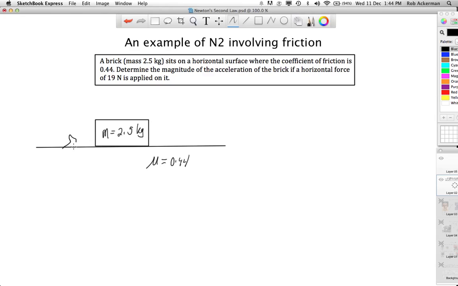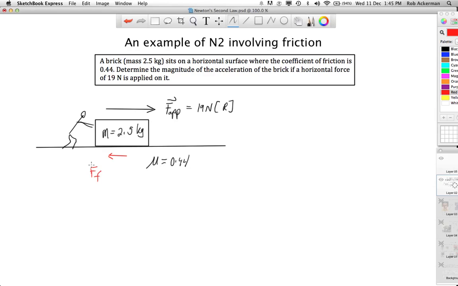So let's imagine that someone is pushing on this block, and the force exerted is not a lot, but 19 newtons, and the way I've drawn this, that is to the right. Okay, now, they don't come out and tell you exactly, but I think you can figure it out. There is a friction force here. After all, there's a coefficient of friction. So we know that backward going this way is FF.